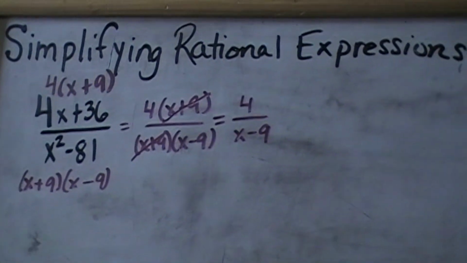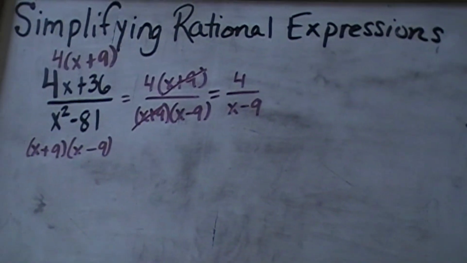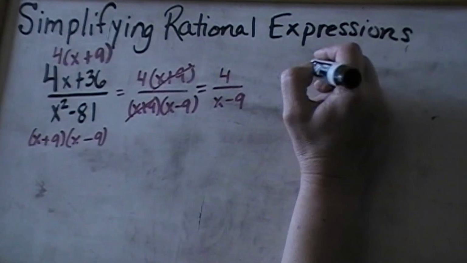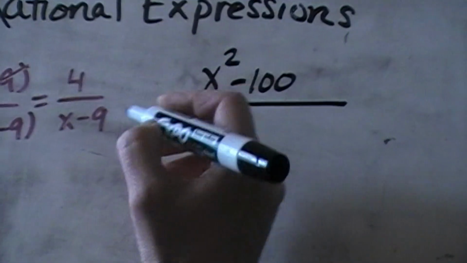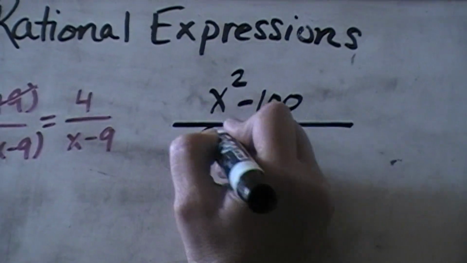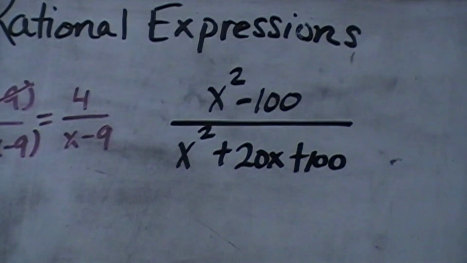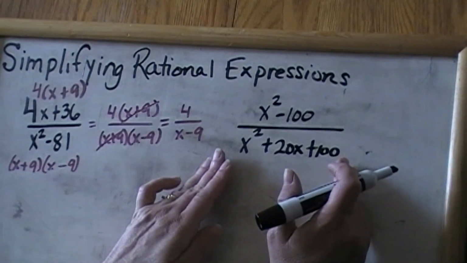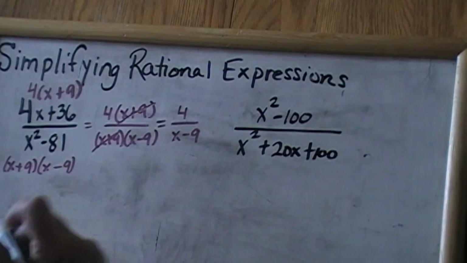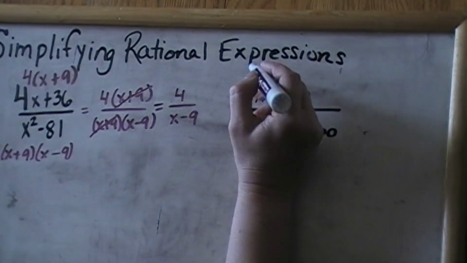Alright, another problem that I have seen that you guys will need to know how to deal with is this situation. X squared minus 100 over x squared plus 20x plus 100. Again, same situation. You need to factor the numerator and factor the denominator. When we factor the numerator, we get x plus 10 and x minus 10.